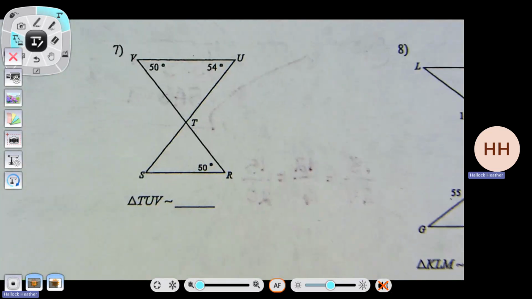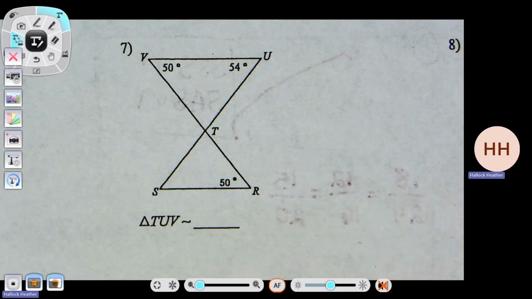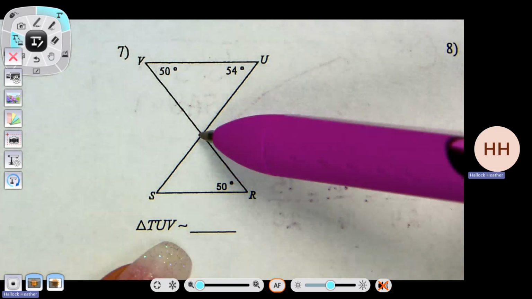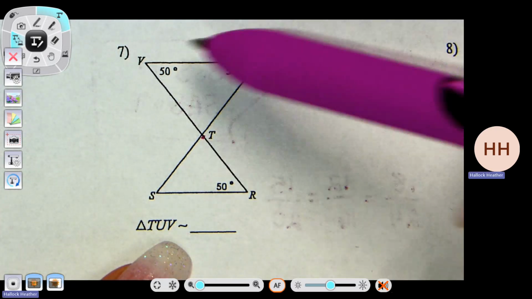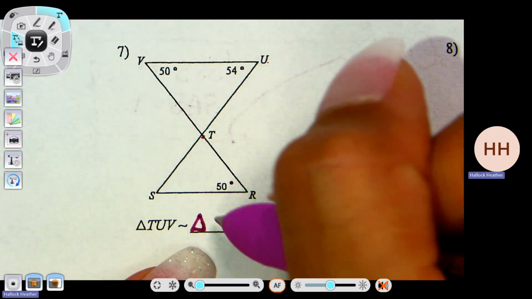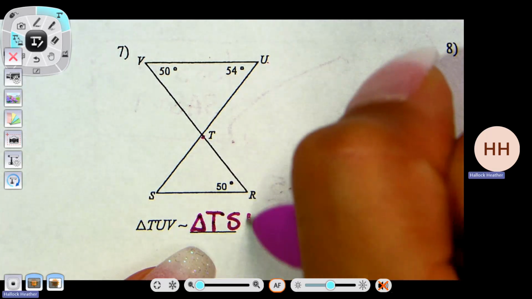So let's go to the back. On the back is super easy peasy. Let's talk about number 7. On the back, I told you that they're similar. You just need to finish the similarity statement. So I'm telling you all of them are similar. What we're going to do is just finish the similarity statement. So for number 7 on the back, if I say T, U, V, what would have to go in my other little thing? T, S, and R. That's it.